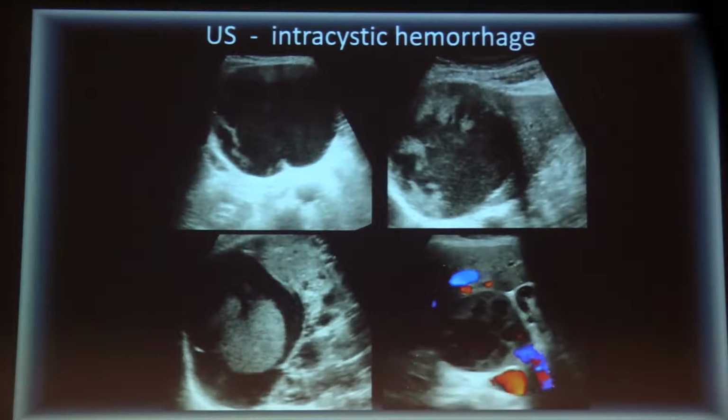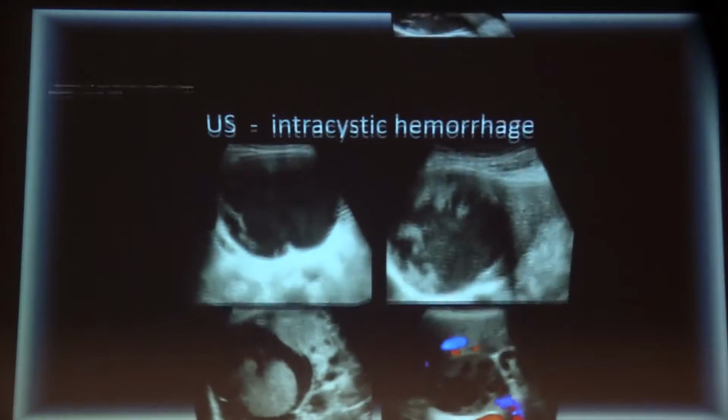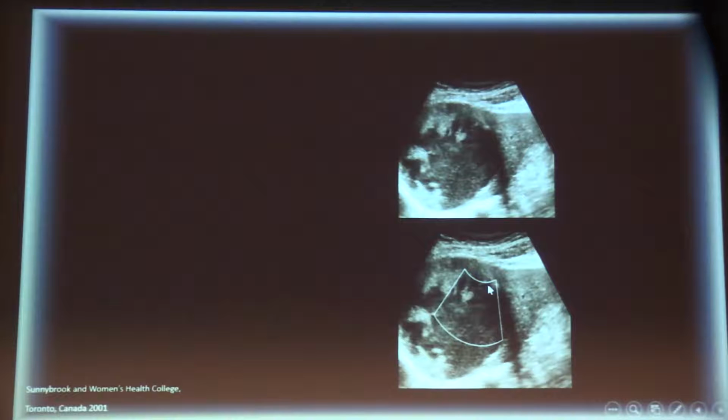Hemorrhagic cysts can have a very variable and complicated appearance, beginning from completely or almost completely fluid with debris in them. They may have septations. They may have some features which look solid. They may look very aggressive, very complicated. Doppler is very useful when you encounter these cysts. So this is an example of a complicated cyst, and with Doppler, there is no vascularity seen within it.